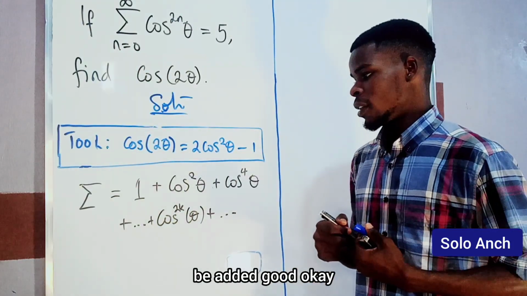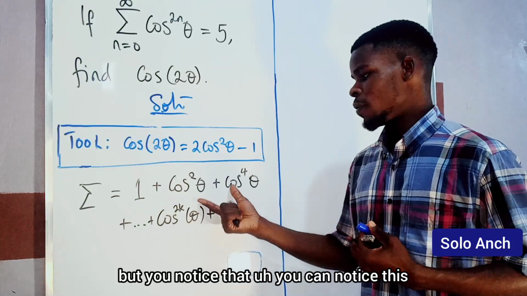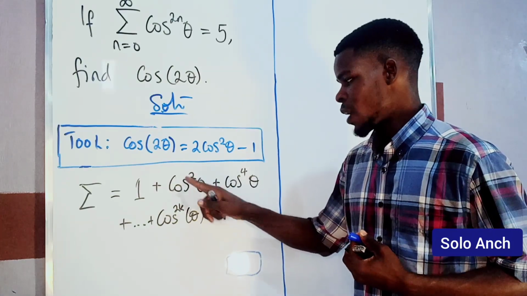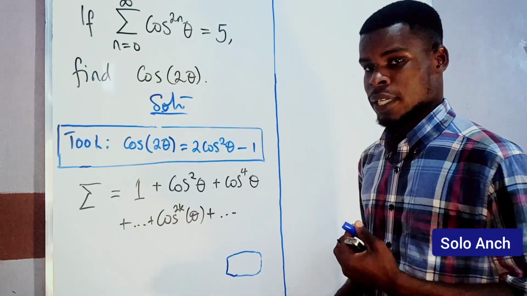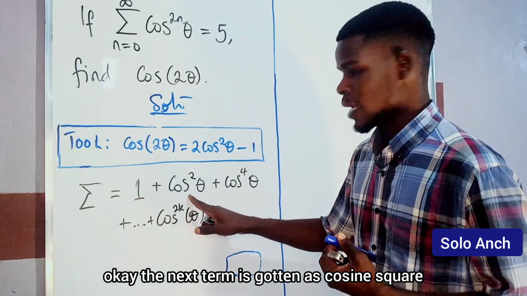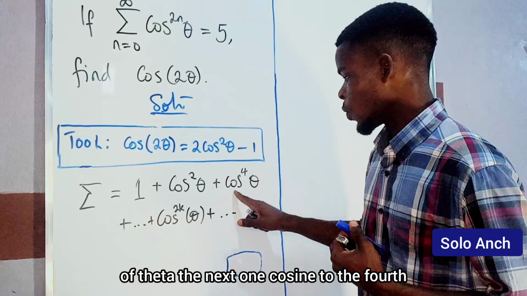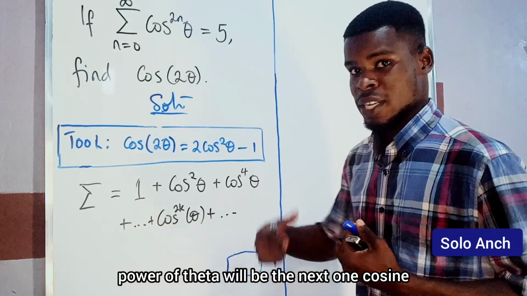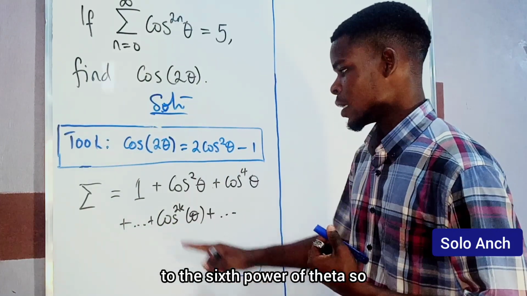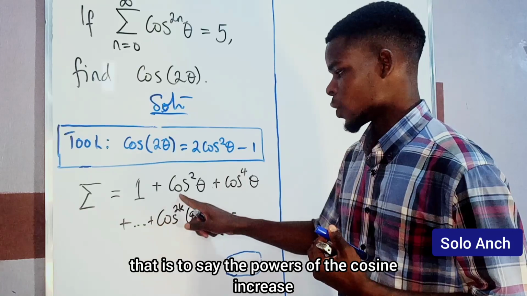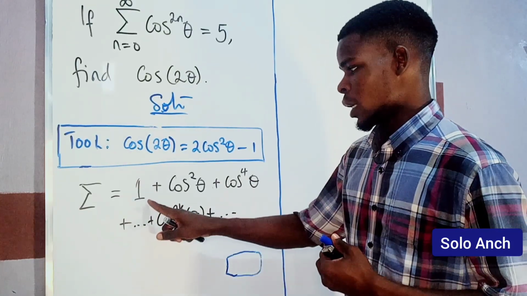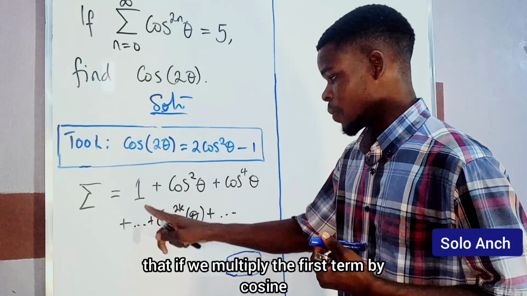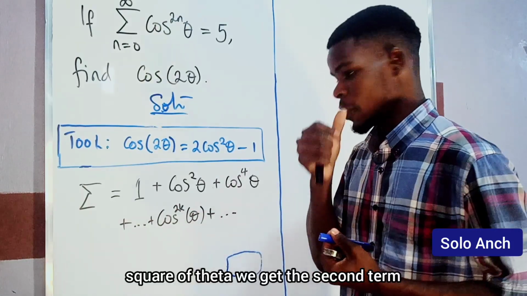Good. Okay, but you notice that if you can notice this right here, the first number we're adding here is just 1. Okay, the next term is gotten as cosine square of theta. The next one, cosine to the 4th power of theta. Maybe the next one will be cosine to the 6th power of theta. So that is to say the powers of the cosine increase in each term by 2. Okay, or another way of thinking about it is that if you multiply the first term by cosine square of theta, we get the second term.